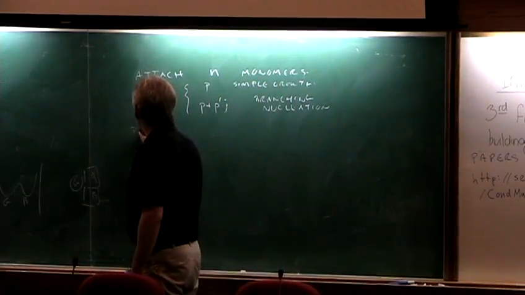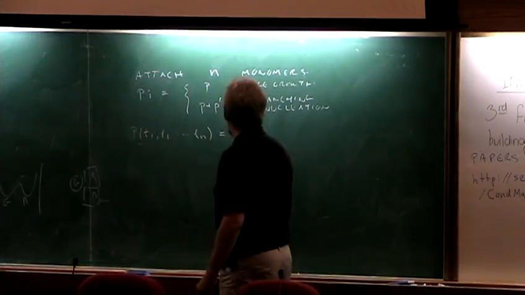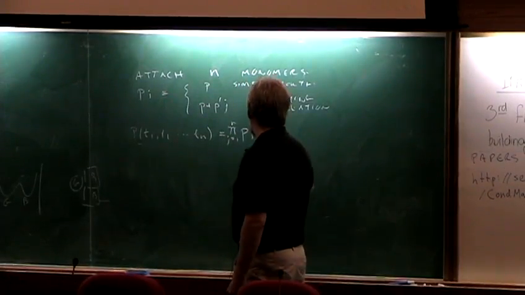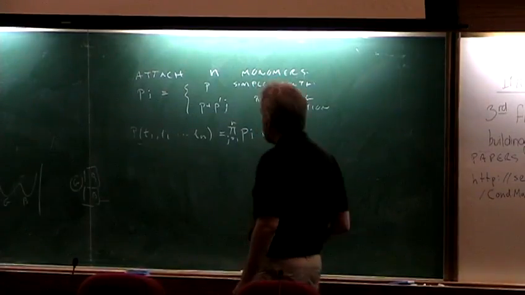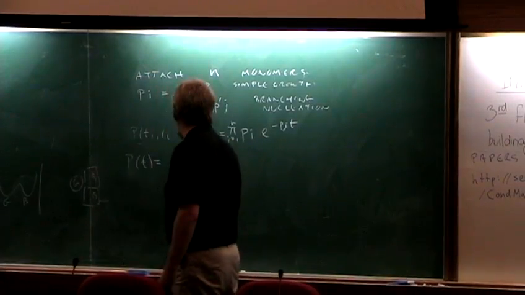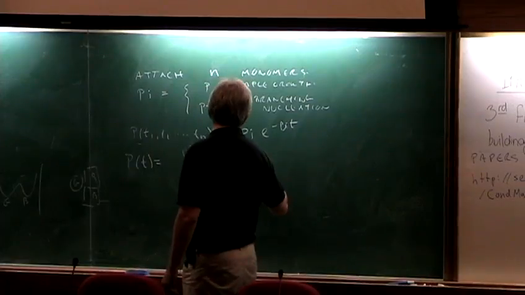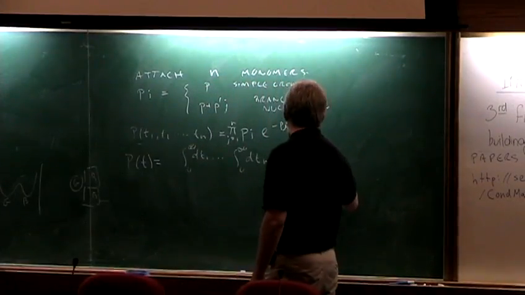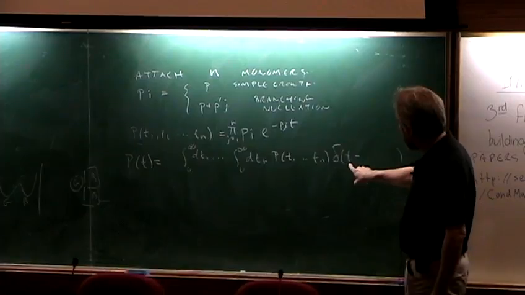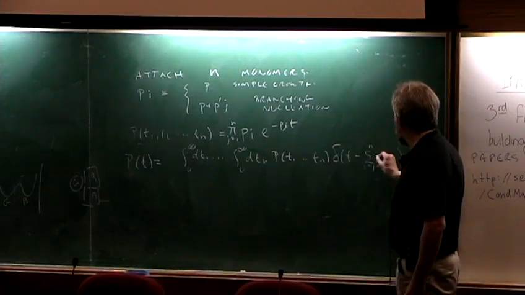Then you can define the joint probability distribution for those attachments per unit time to be equal to the product over j of p_j e^(-p_j t), and the arrival time distribution P(t) would be equal to the integral from 0 to infinity dt1, through the integral from 0 to infinity dtn, of P(t1...tn), with a constraint. And this delta function, if you're not familiar with delta functions, all it tells you is that this thing is basically infinite when you satisfy this identity inside the delta function, and it's 0 otherwise.